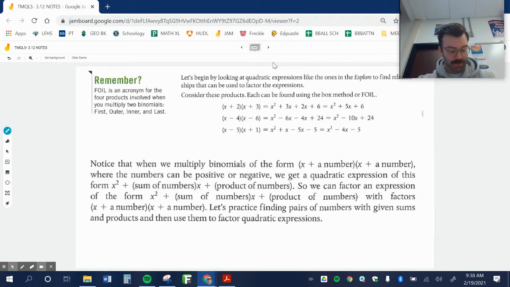It gives you this whole, remember, talking about FOILing. FOIL is an acronym for the 4 products involved when you multiply: the first, outer, inner, or last. So consider these products. They can be found using the box or FOIL method. This shows the FOIL method. Notice when we multiply binomials of the form x plus a number, x plus a number, where the numbers are positive, we get something like this. This is all a bunch of words. You can read it, pause it, read it.